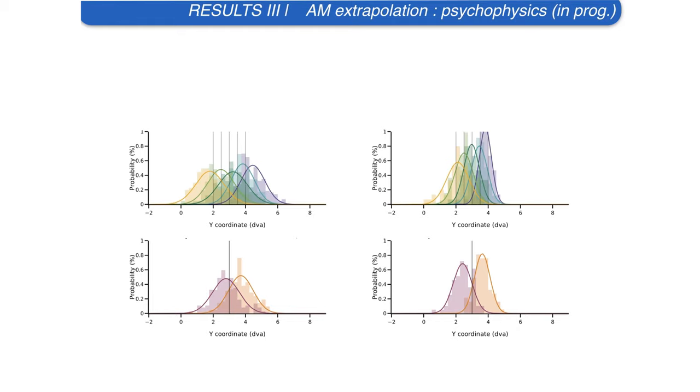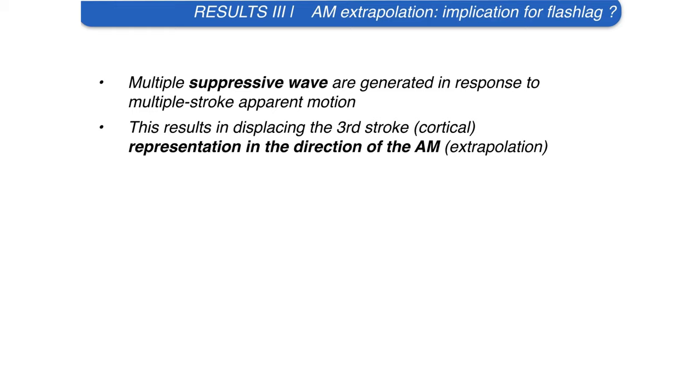So with that, I will just wrap up. So in the first stroke, multiple suppressive waves are generated in response to multiple stroke apparent motion. I did not show you all the subsequent experiments with more strokes, but it's always the case. This results in displacing the representation of the third stroke in the direction of the apparent motion, so being some kind of extrapolation. And of course, this could have implications for flash lag illusion.